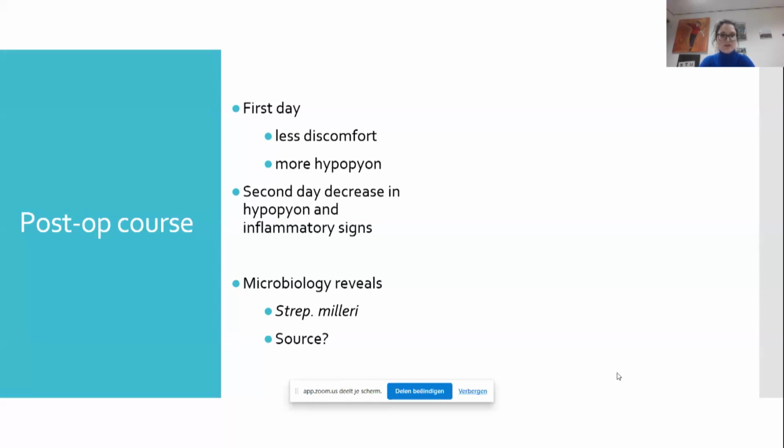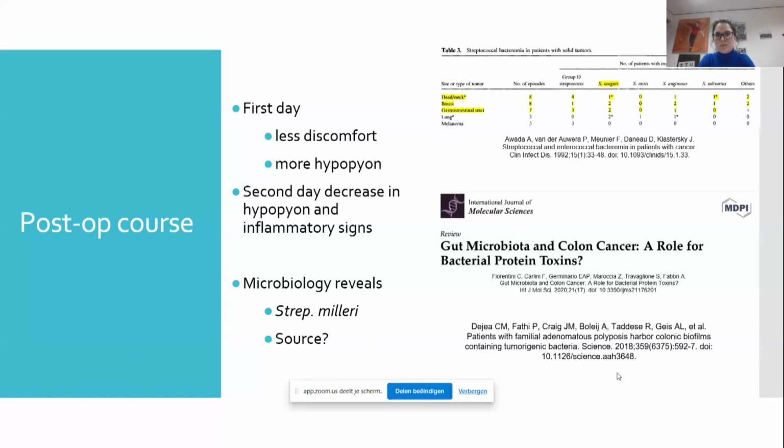In the end, the microbiology revealed the presence of Streptococcus milleri, and then the important question is: what is the reason that this patient developed endogenous endophthalmitis with this bacterium? It is important to look and search for a primary cause or primary focus. It is also presented in the literature that developing an endogenous endophthalmitis can be secondary to solid tumors.